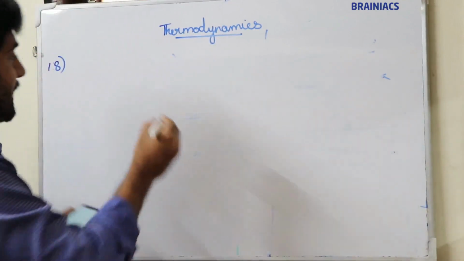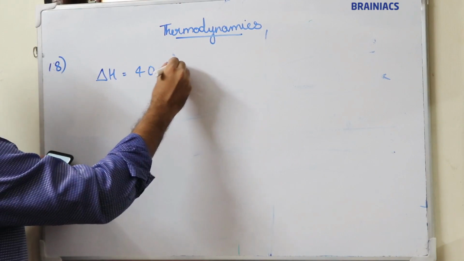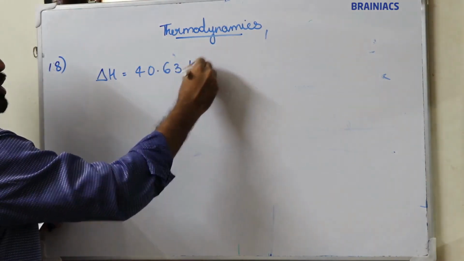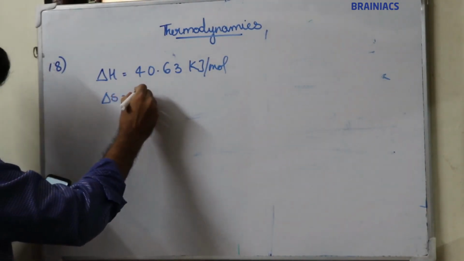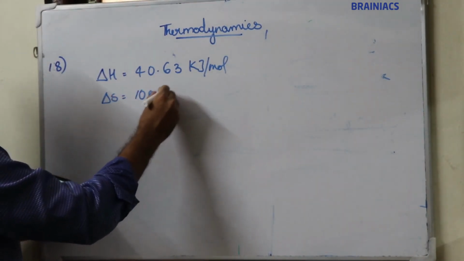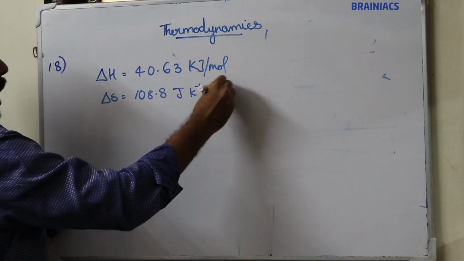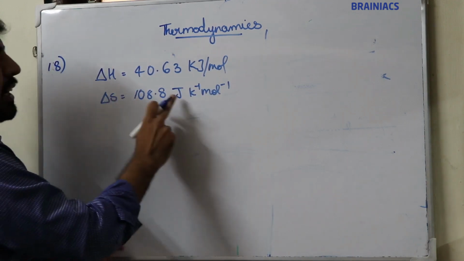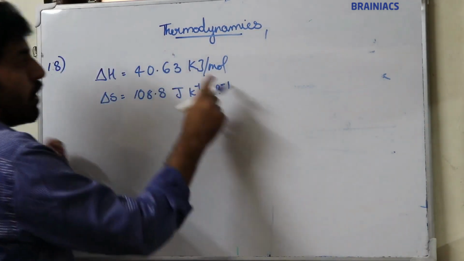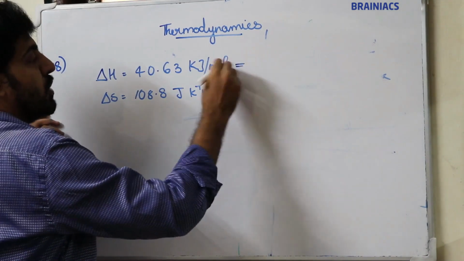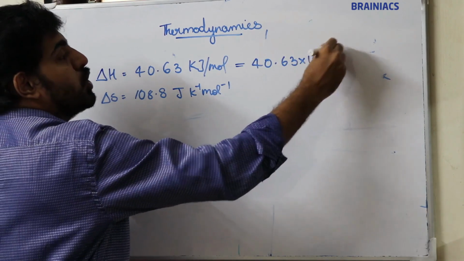So here delta H is given as 40.63 kilojoules per mole, and delta S is given as 108.8 joules Kelvin inverse mole inverse. Now here delta S is expressed in joules and delta H is expressed in kilojoules, so you have to convert kilojoules to joules, which is equal to 40.63 into 10 raised to 3 joules per mole, right?